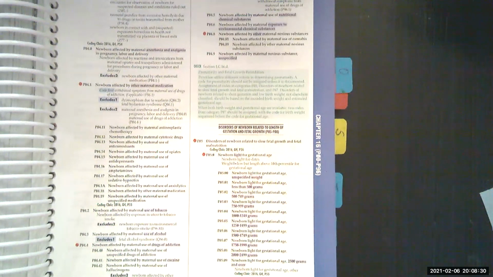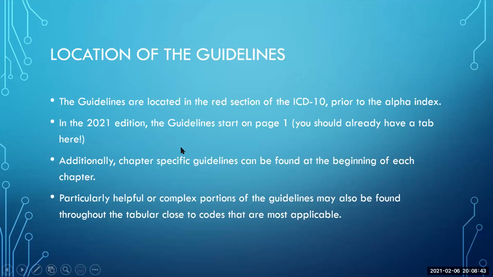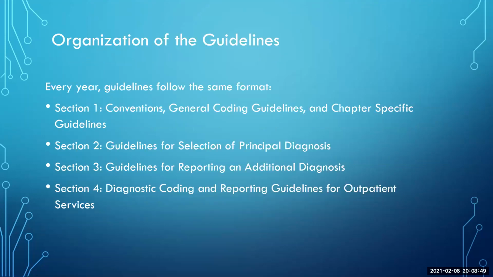And I'm going to switch back to the PowerPoint so we can talk a bit about how they are organized. Okay, so regardless of what changes they make to the guidelines, they always follow the same format. Section 1 has the conventions, general coding guidelines, and the chapter-specific guidelines. The chapter-specific guidelines are the ones that we're going to deal with the most. They're the ones that most impact how you code based on each chapter. And so that's what we'll spend most of our time on.